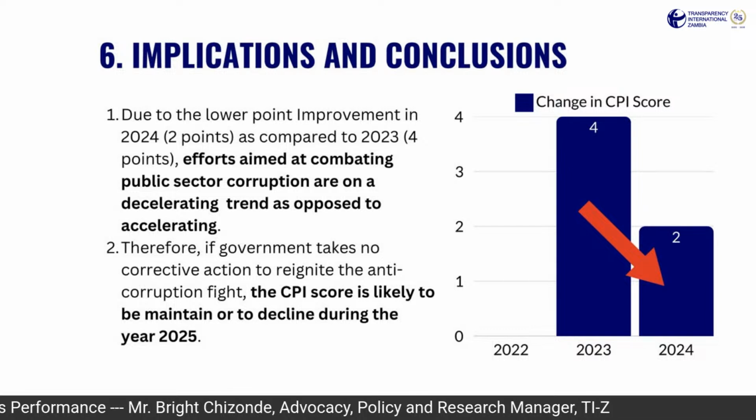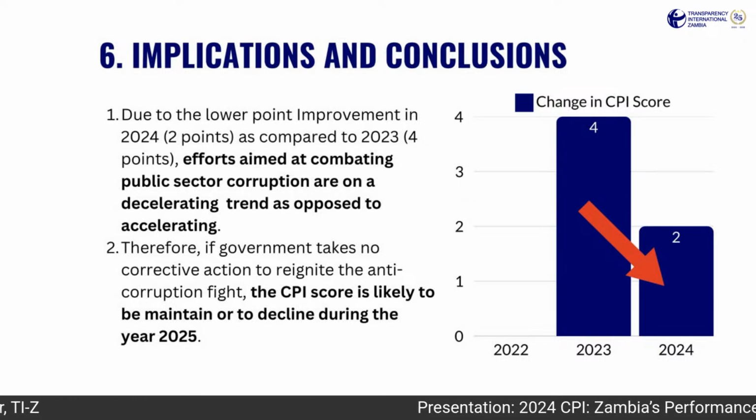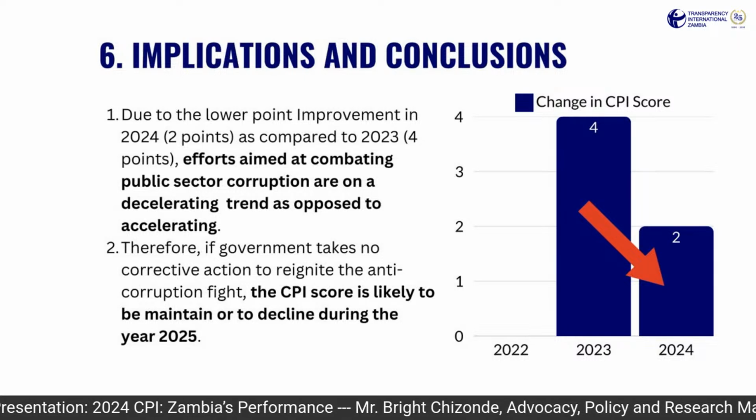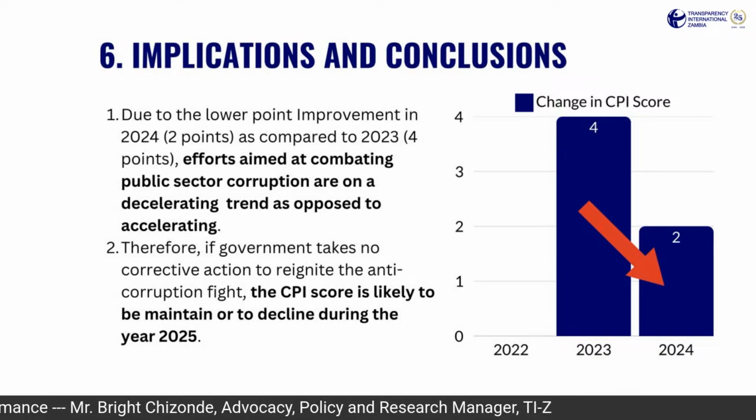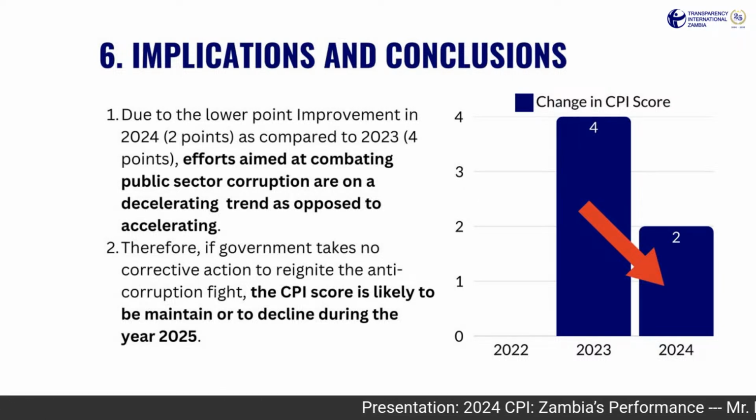If your child at school improves by 4 points this year, and next year they only improve by 2 points, you have to be concerned, because we are expecting the improvements to be going higher. So at this rate, the last conclusion, therefore, is that if government takes no corrective action to reignite the anti-corruption fight, the CPI score is likely to be maintained or to decline during the year 2025. I don't want to sound like a prophet, but that is what the trend points to.